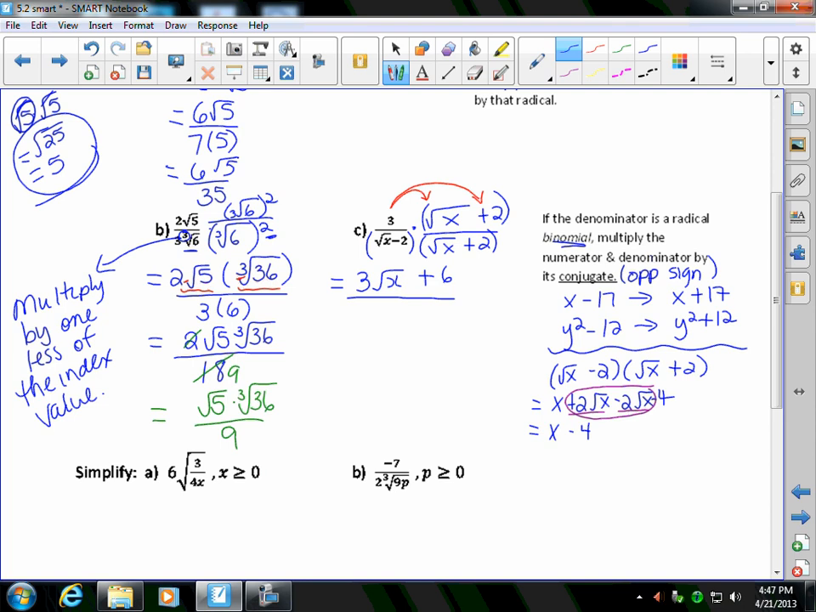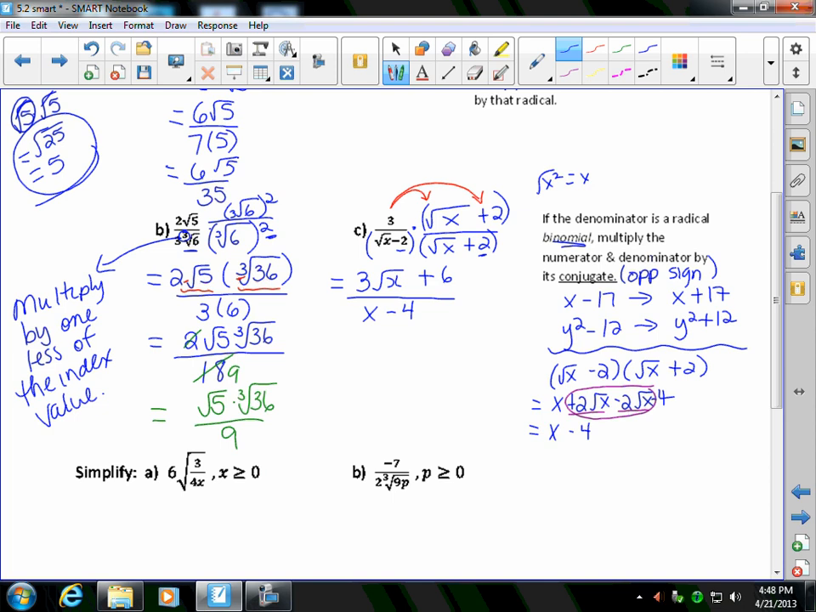So a simpler form of doing this, and you know you're going to do this every time because you're multiplying by the conjugate, is to square your first term. So square root of x times square root of x is square root x squared, which is just an x. And then you know you're not going to have a middle term, so you don't have to worry about doing the O and the I of FOIL. You go straight to your last term. Negative 2 times positive 2, negative 4. And that's it, the answer's done.